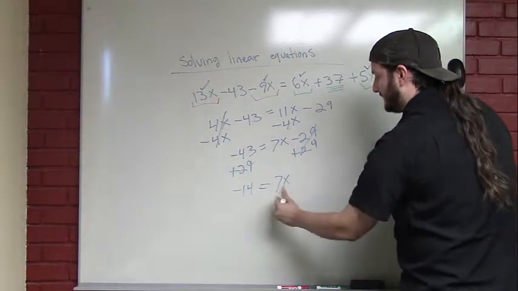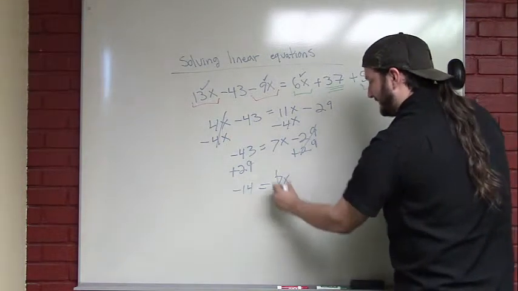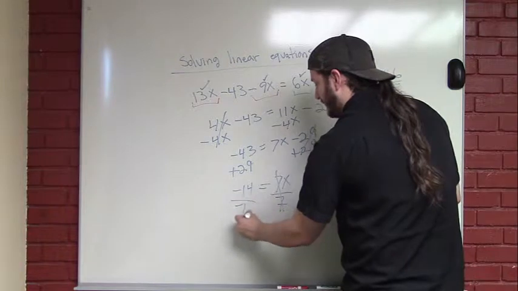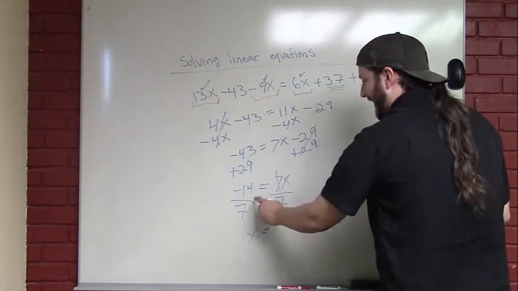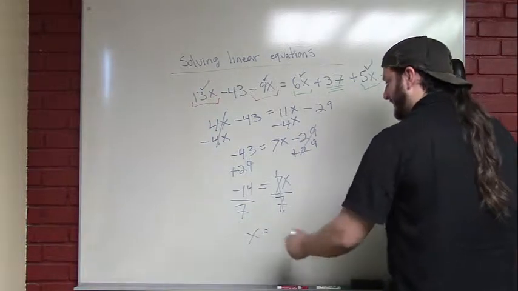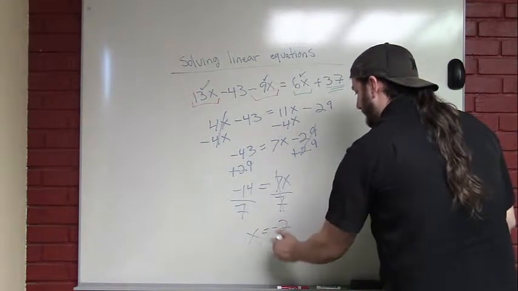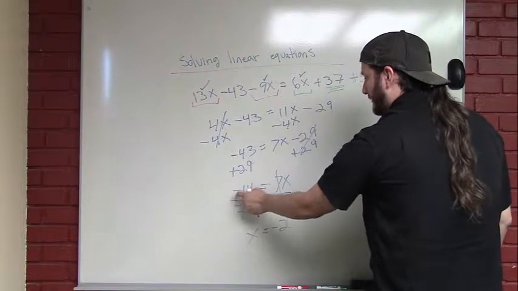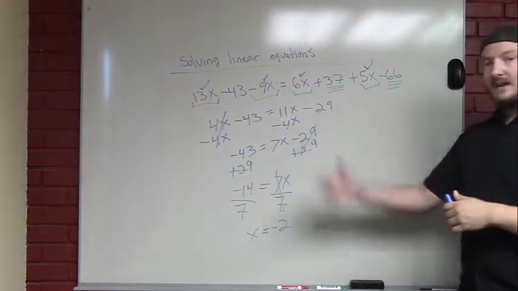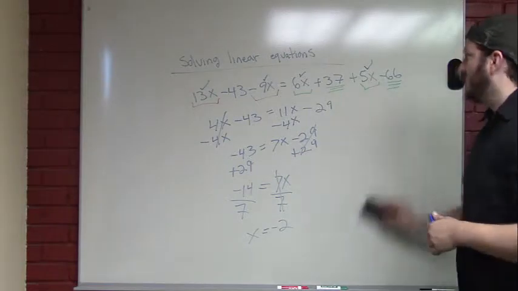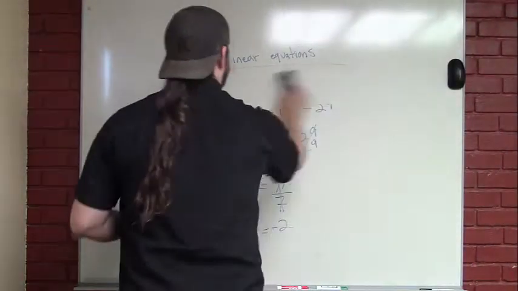Now, our final step, divide by 7, and we got x is equal to, how many times does 7 go into 14? 2 times, but it's going to be a negative 2 because we got that negative on the 14, okay? And that's this problem here. Let's keep going.